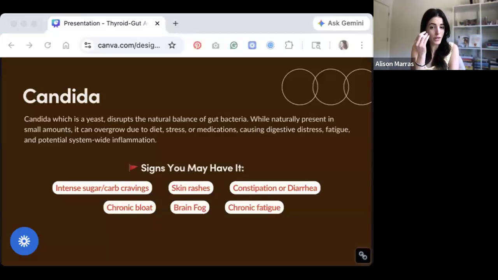Okay. Chronic fatigue, constipation, or diarrhea, a lot of these have overlap, but important to look at the signs together. Brain fog, and then really this can all lead to more system-wide inflammation in general.